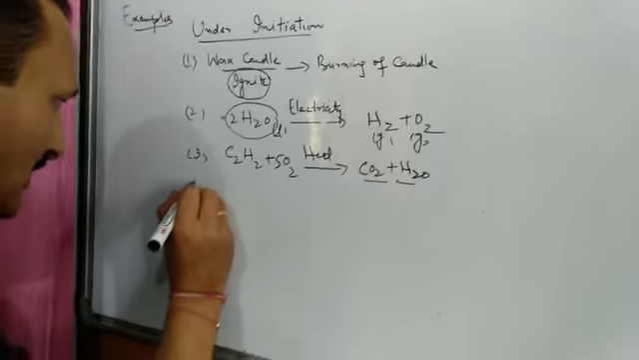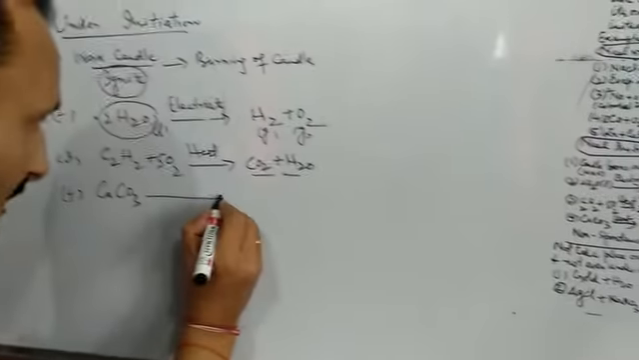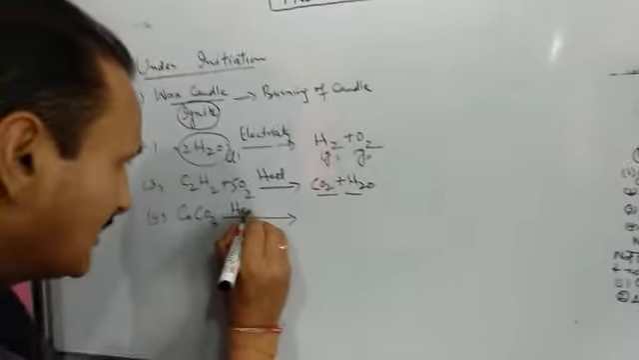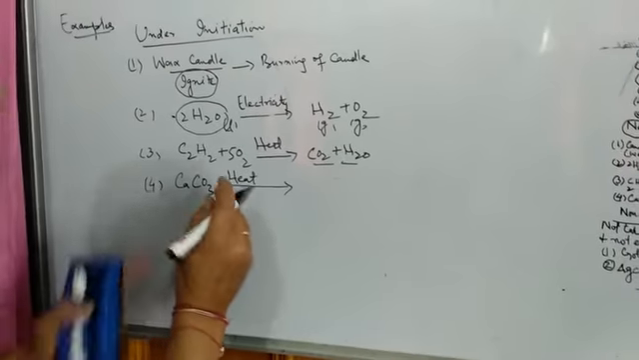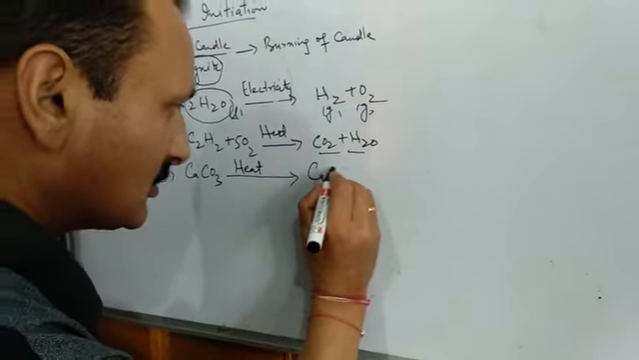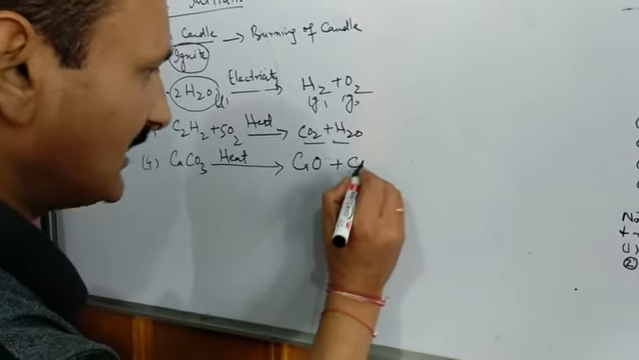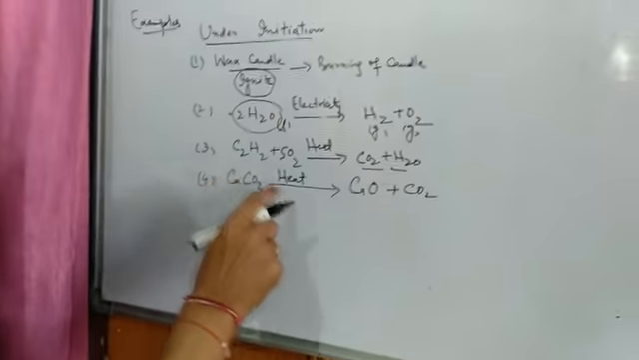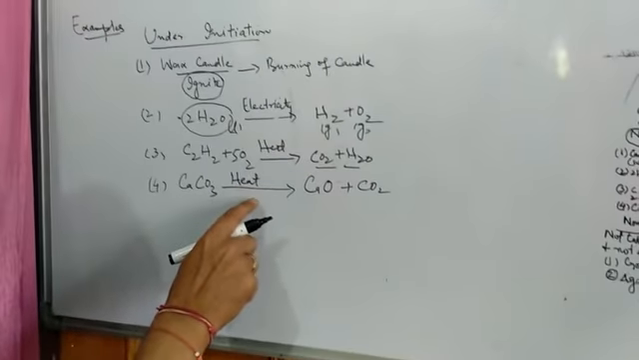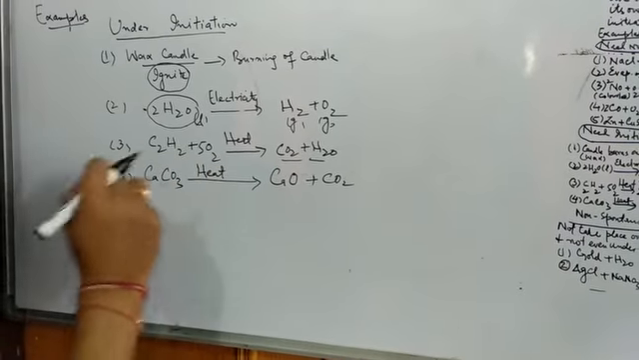Similarly, the decomposition of calcium carbonate. This is calcium carbonate. Calcium carbonate does not get decomposed on its own. For it to get decomposed, we provide it initiation in the form of heat. So when we provide initiation, our calcium carbonate gets decomposed into calcium oxide and carbon dioxide. So this is another example of a spontaneous process where initiation has been provided in the form of heat.